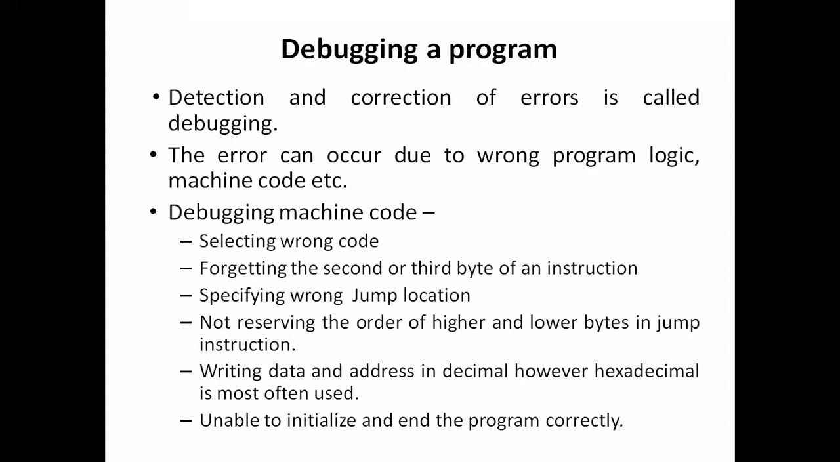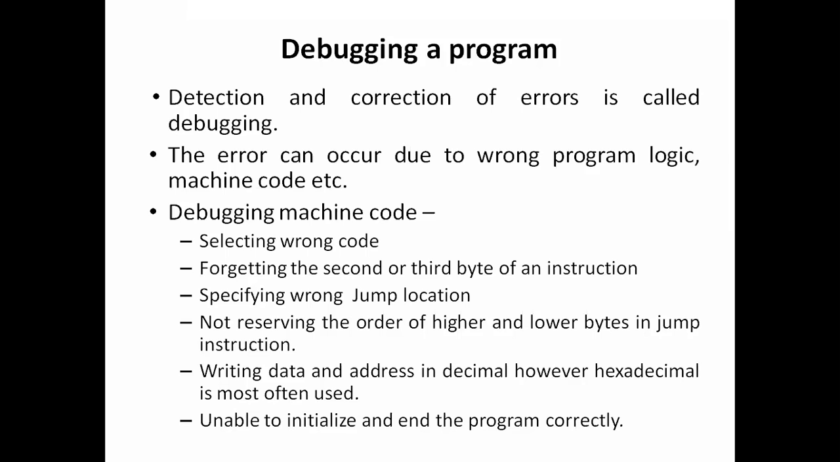Another reason may be being unable to initialize and end the program correctly, because you have seen that in many programs, before you start writing the body of the program, you have to initialize certain values, either in the form of data or in the form of a memory pointer. So if you have not initialized that value, suppose you want to work with 10 numbers of data, which is available at 8050 location. So it means you have to read the data from 8050 location. So it means you have to load the HL pair by 8050.